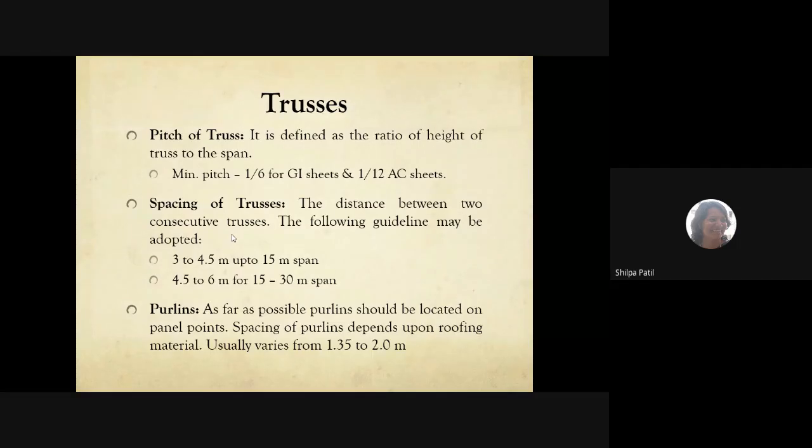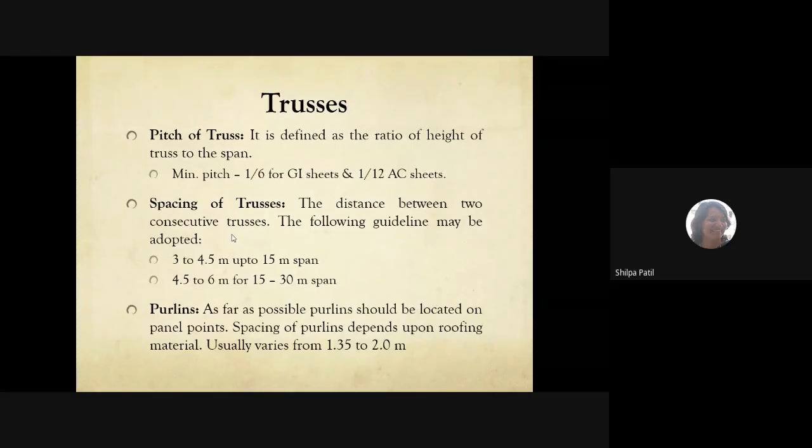They should not be placed on the truss member. If we place it on the truss member, the truss members are subjected to moments along with the axial forces. So to avoid that, the purlin should be placed on the joints of the trusses.